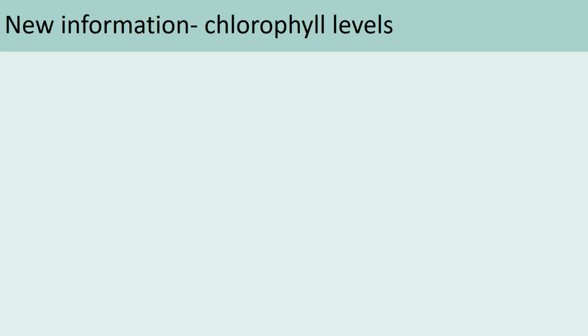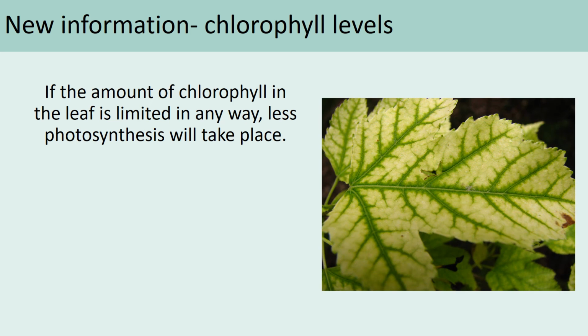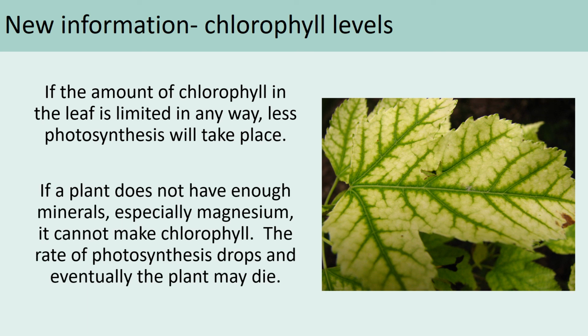Okay, so our penultimate one, the last one we're going to be looking at, is chlorophyll levels. The amount of chlorophyll in a leaf is limited depending on how much space there is. If the amount of chlorophyll in the leaf is limited anyway, such as by disease, anything like that, less photosynthesis will take place. If a plant does not have enough minerals, such as magnesium, it cannot make chlorophyll.